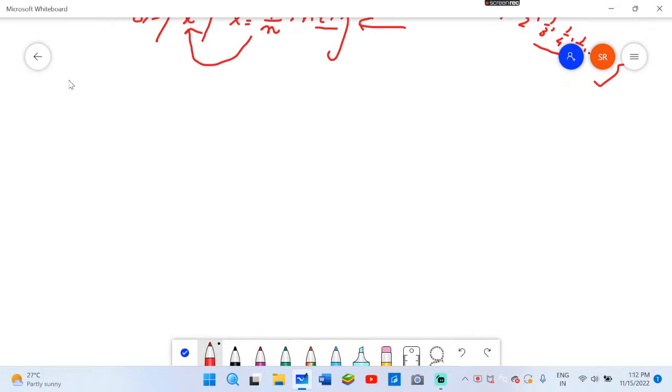Now let us take up third type. Describe each of the following sets in roster form. We are given set in set builder form and we need to convert it into a roster form. First is x such that x is ball of the word mathematics.